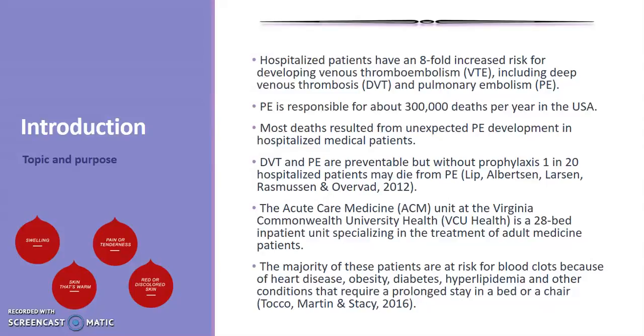The Acute Care Medicine Unit at the Virginia Commonwealth University Health is a 28-bed inpatient unit specializing in the treatment of adult medicine patients, and majority of these patients are at risk for blood clots because of heart disease, obesity, diabetes, hyperlipidemia, and other conditions that require prolonged stay in a bed or a chair.